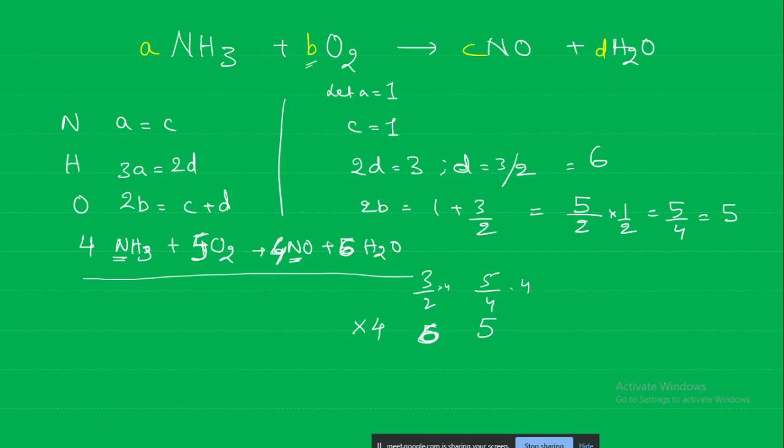Sir, can there be no situation when I have done no mistake but still it has not got balanced? Never happens. Never happens. Yes, sir, understood.